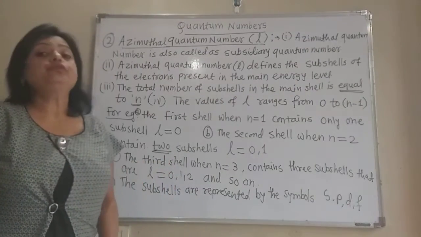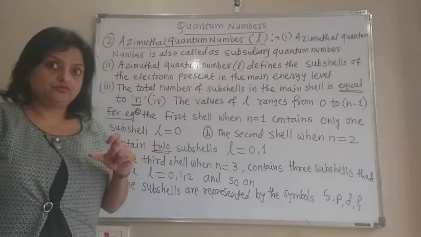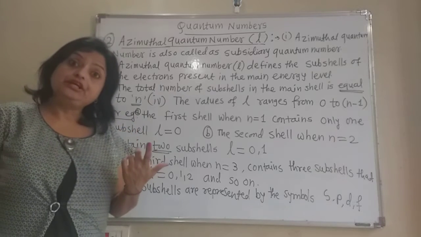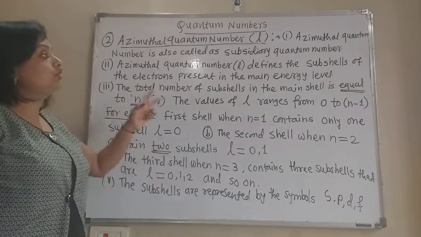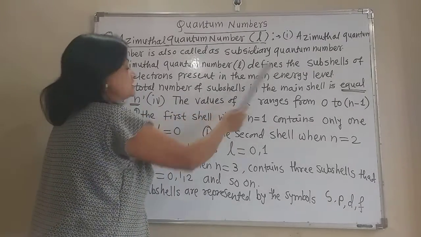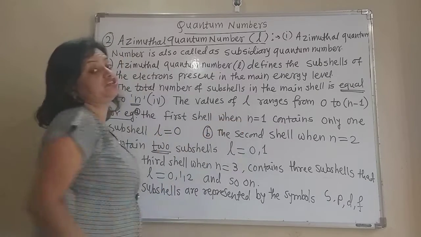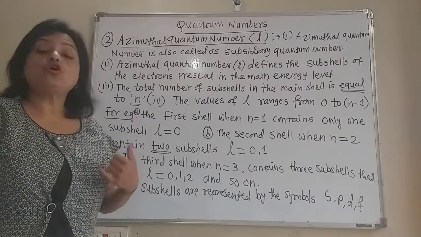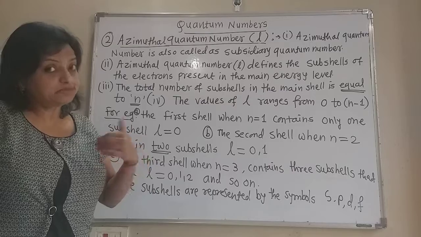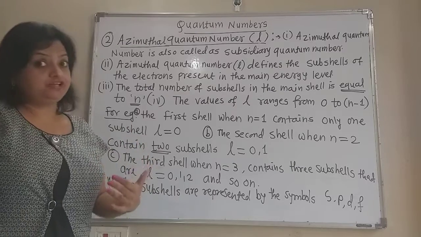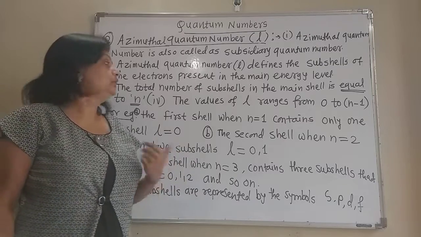This azimuthal quantum number gives the subshell present in the main energy level of that electron. The azimuthal quantum number defines the subshell of the electrons present in the main energy level. The principal quantum number gives the main energy level, and the azimuthal quantum number gives the subshell in the main energy level of the electron which is revolving around the nucleus.